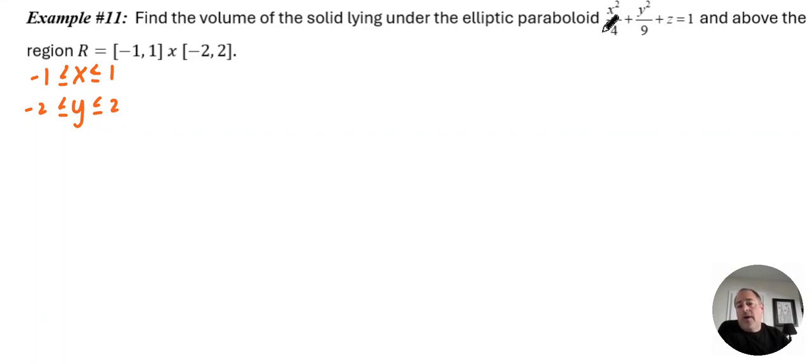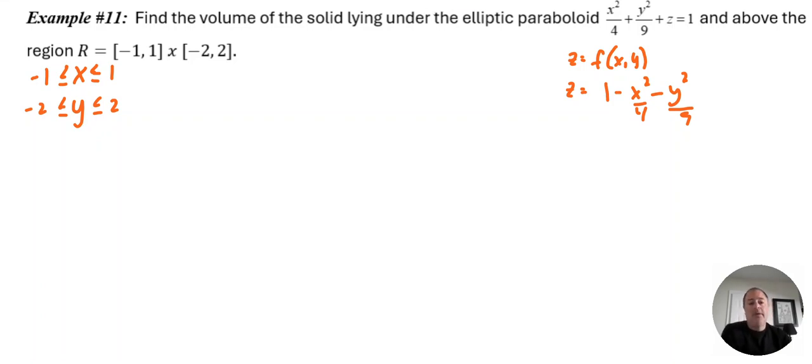The other thing we're going to rewrite is we want to get it in terms of z. z is going to be a function with respect to x and y, as I said in the previous video. So I'm going to rewrite this z as 1 minus x squared over 4, and then minus y squared over 9. And so we have exactly all that we need to solve the problem.